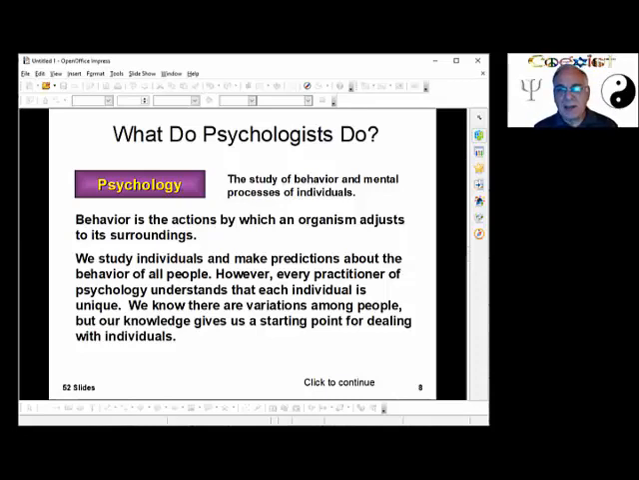So our knowledge gives us a starting point for dealing with individuals. We know that individuals are unique, and if somebody has a problem, they might not fit into the norm, and we may not be able to help them the way we normally help people, but we don't try to force them into the norm. We then change the way that we do our work to help the person to find a way to feel better about themselves.